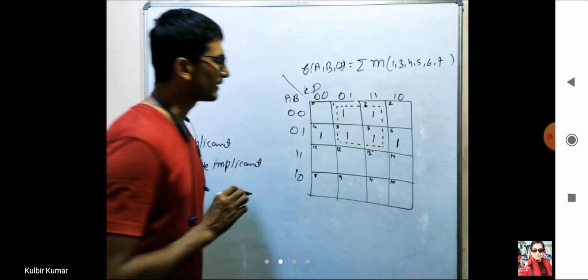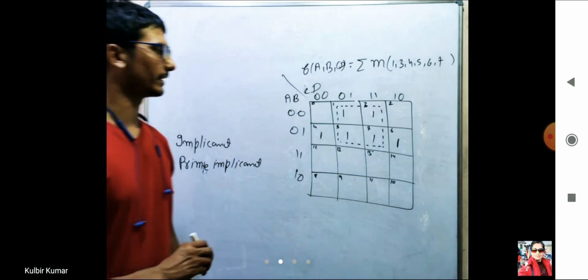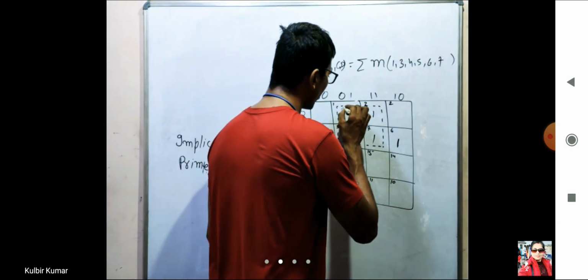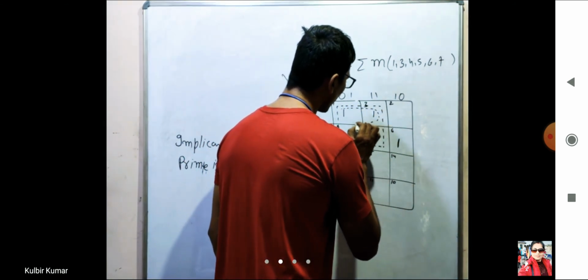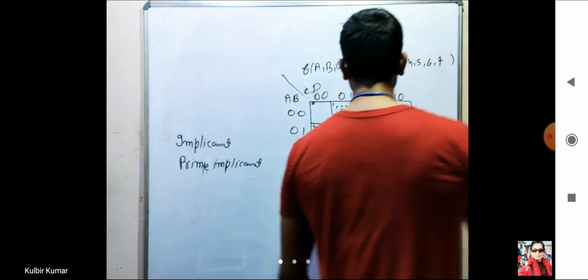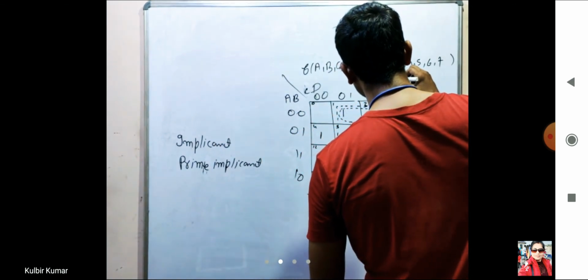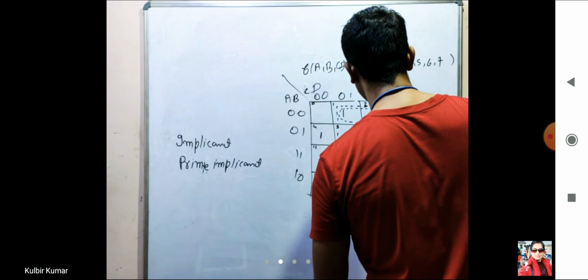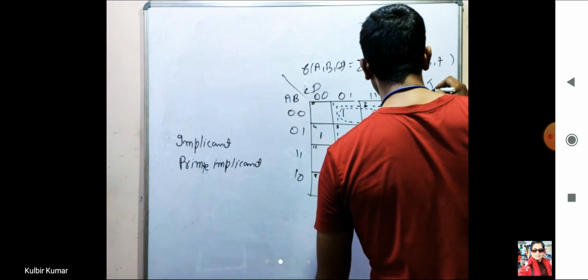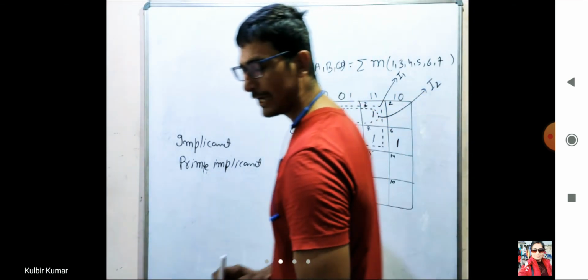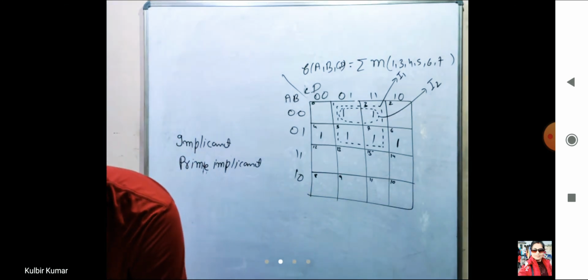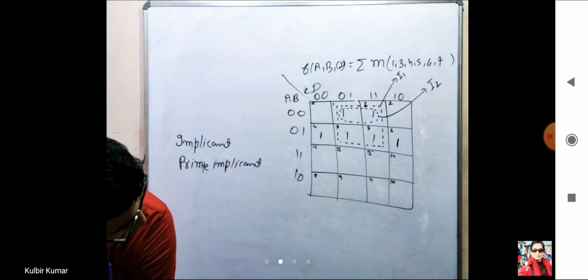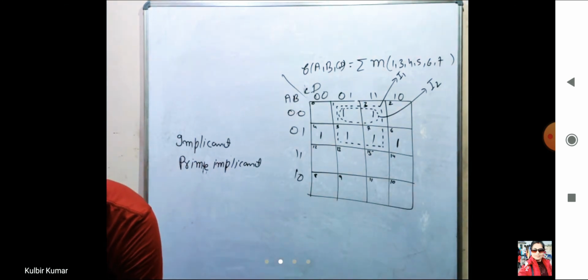Okay, so what do we call this? It is one implicant. And if I make a pair of these two ones, it is also an implicant. So let us say this is implicant I1, and the smaller one is implicant I2. So can we say I2 is a proper subset of I1?